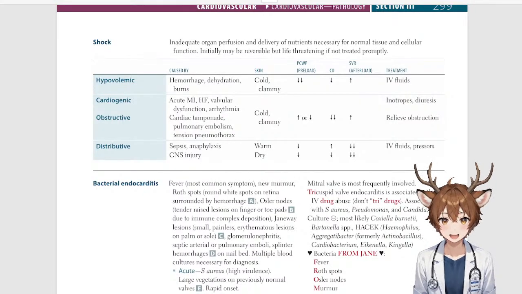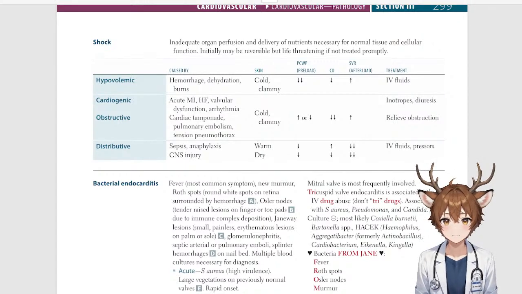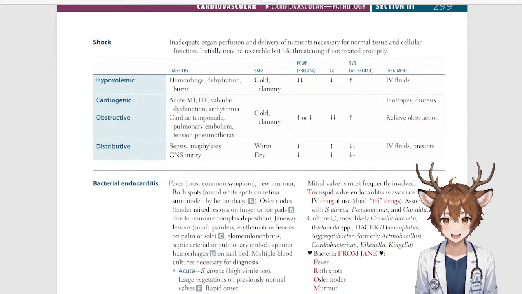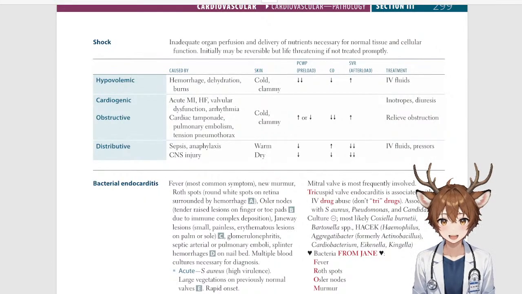So the wedge pressure is the biggest issue for hypovolemic shock. The big issue, the primary problem, is the cardiac output in the case of cardiogenic shock. So cardiogenic shock: decreased cardiac output, increased SVR, decreased SvO2.